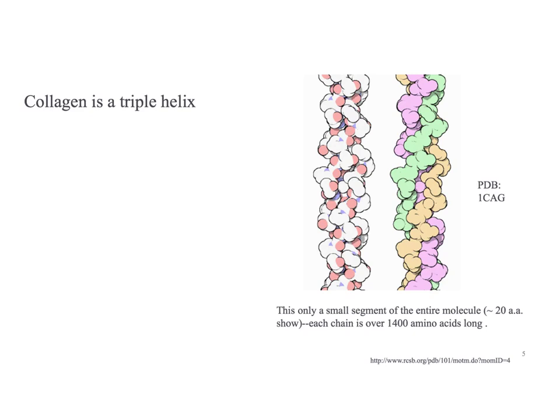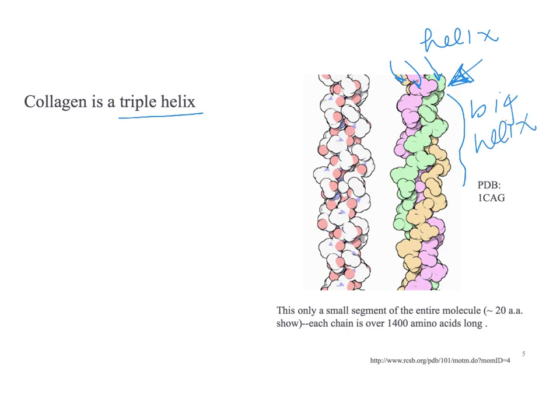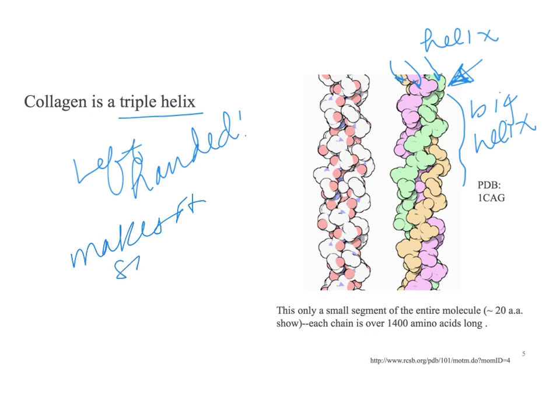Okay, collagen is a triple helix. So you can see over here, I picked a rendering of spheres where you can see each of the helices. Each strand, there are 3 of them, that's the triple part. Each strand is its own helix, and then they wind together to make a big, giant helix. Okay, so it's a triple helix. It's a left-handed helix, which is a little bit bizarre. Okay, so let's talk about what it is about this structure that makes it so sturdy.